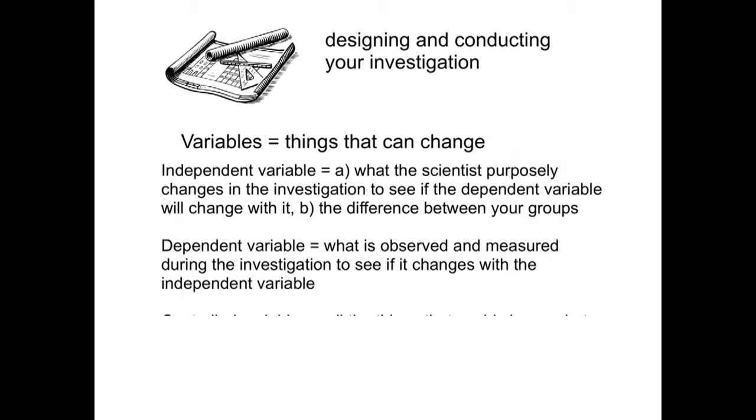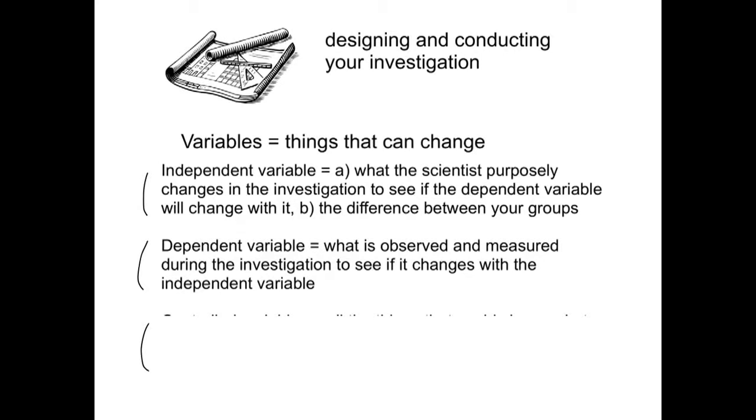So we have three types of variables: the independent variable, the dependent variable, and controlled variables. Now the independent variable, that is what the scientist purposely changes in the investigation to see if the dependent variable changes with it. You can also think of it as the difference between your groups. In the case of our tennis ball experiment earlier in the year, what we changed was the grouping from a class of boys and girls to one group of boys, one group of girls. So the independent variable was the gender of the people in the group. That was the difference in our groups.